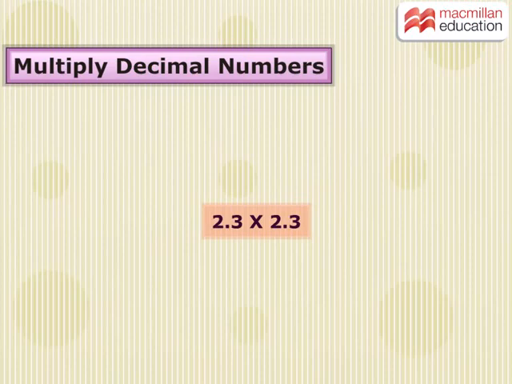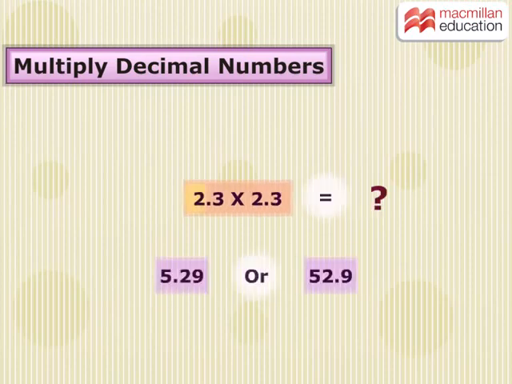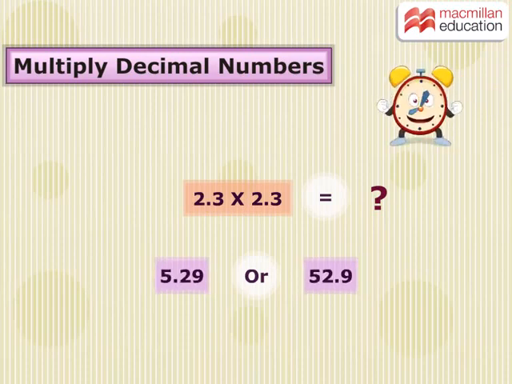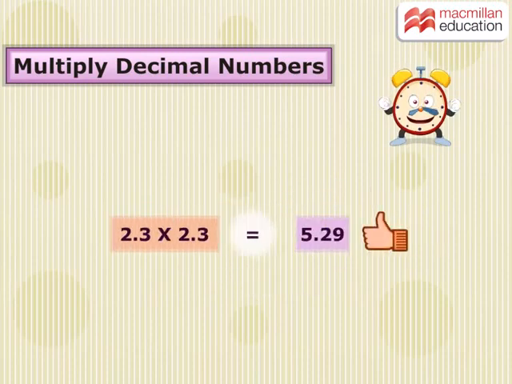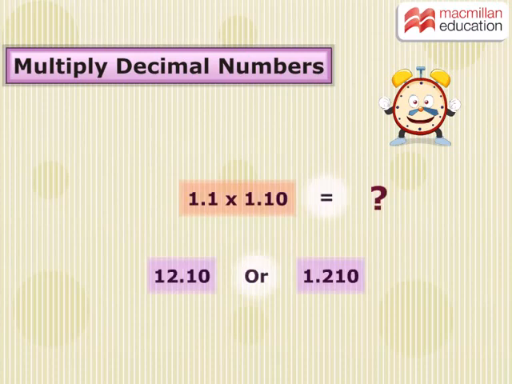Do you want to try multiplying decimal numbers? Here you go. What is 2.3 into 2.3 equal to? Is it 5.29 or 52.9? 5.29. Excellent.